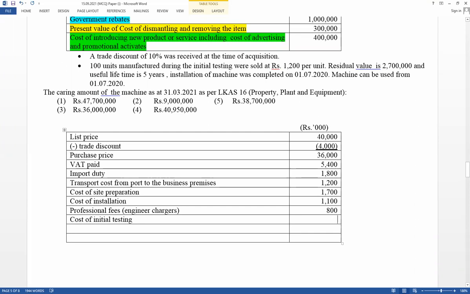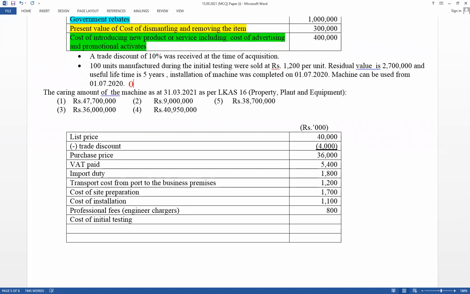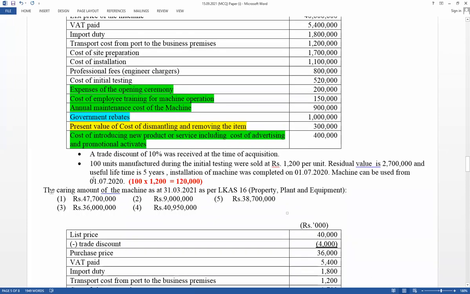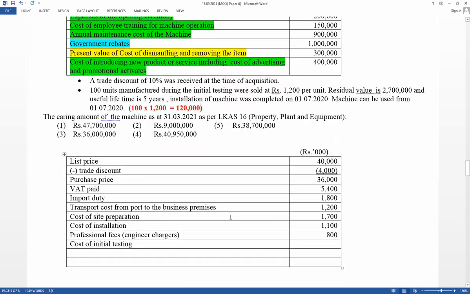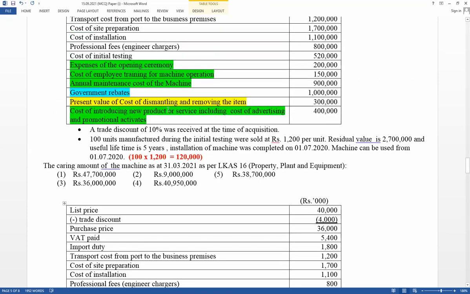Think, it has been given that 100 units manufactured during the initial testing were sold for 1200. Therefore, 100 into its selling price equals 120,000 received. The initial testing incurred 520,000, but the cash received amount equals 120,000. Therefore, 520,000 minus 120,000 is the value that should be considered as the initial testing cost. As initial testing, you have to consider only 400,000.